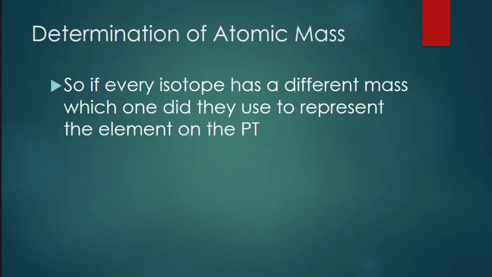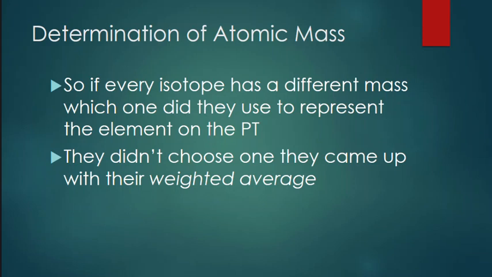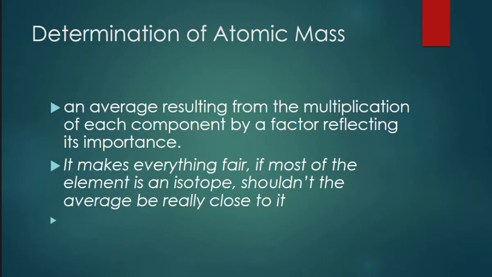Isotopes. So if every isotope has a different mass, which one did they use to represent the element on the periodic table? They didn't choose one. They came up with the weighted average. Okay, so what is a weighted average? It is an average resulting from the multiplication of each component by a factor reflecting its importance. It makes everything fair. If most of the element is an isotope, shouldn't the average be really close to it?